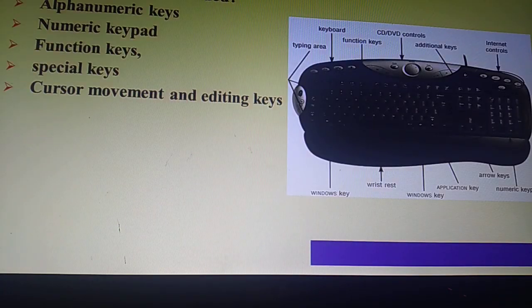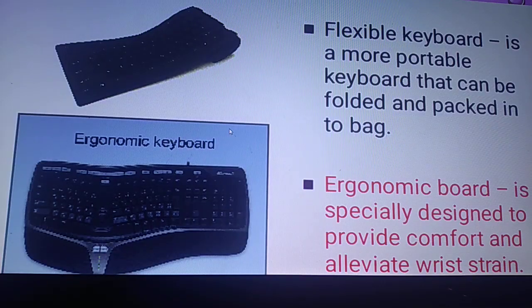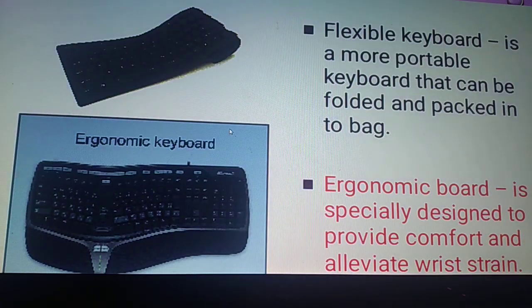In the keyboard, as we learned in our earlier tutorial, it is divided into various parts. Just as a revision, we have the alphanumeric keys, the numeric keypad, the function keys, the special keys, and the cursor movement and arrow keys, also referred to as the editing keys.